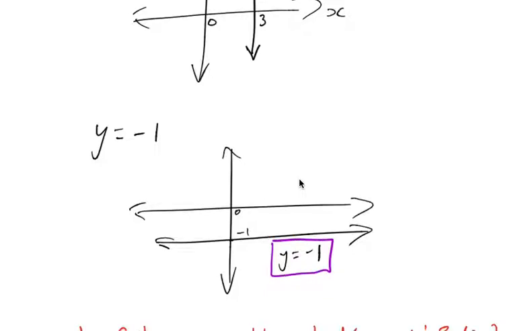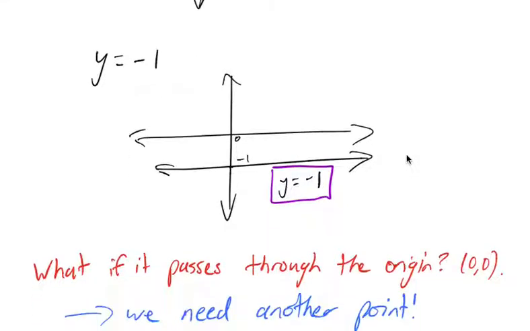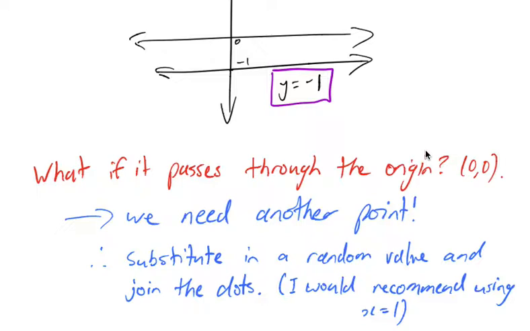But what about if a line actually passes through the origin? So it's still only got one intercept, but that origin, 0, 0, it's passing through there. How are we going to sketch that? Okay, it's obviously not going to be a vertical or horizontal line, but we can't use our intercept method that we used in the other video. So for that, we're going to need another point. And for that, we simply need to substitute in some sort of random value and then join the dots.